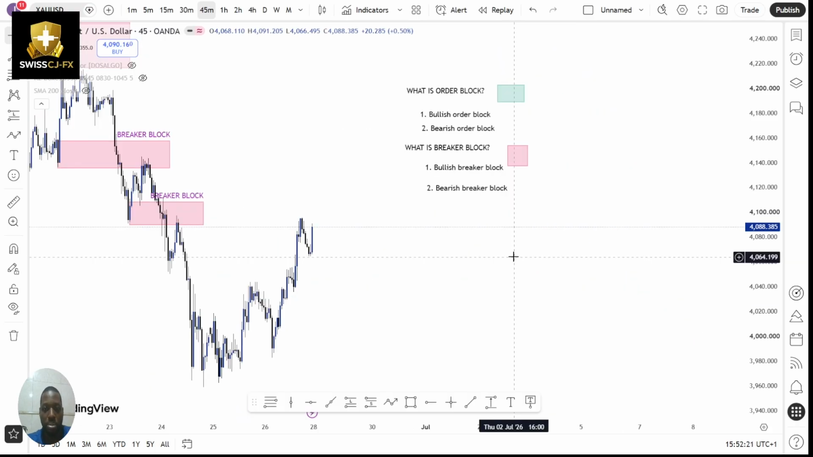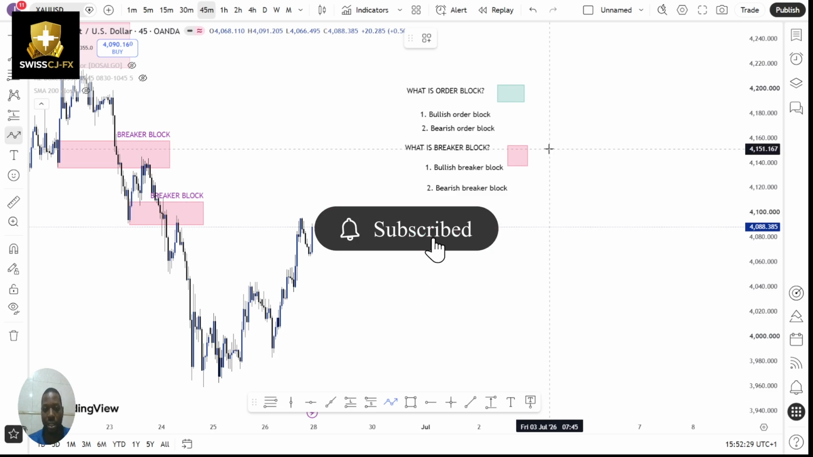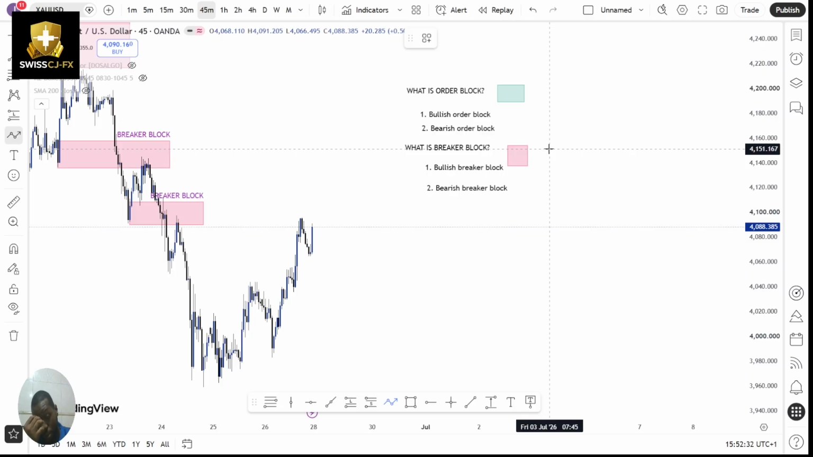Okay, now I want to move to the breaker block. The breaker block follows the same W and M pattern. The only difference is that the W and M pattern forms incompletely, or immaturely. It doesn't form in its complete manner, the way it is expected. Because of that, it is regarded as having failed to form. So when you think of a breaker block, see it as price failing to form what it was expected to form, as a result of the order block being weak.